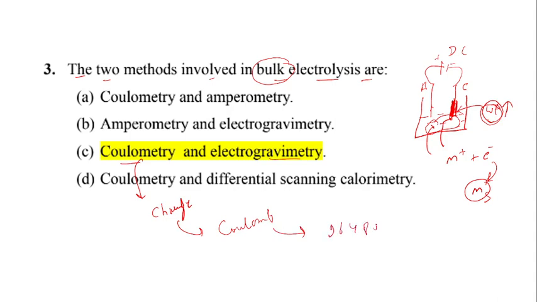96,480, we can say, is the charge contained by 1 mole of electrons. So this is the particular quantity of charge contained by 1 mole of electrons. So how much of this charge are you giving? By measuring this charge also, you can estimate the concentration of your metal ion in your analyte. So how will we measure?